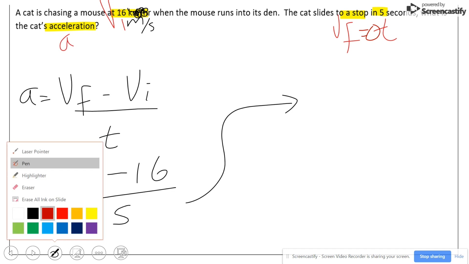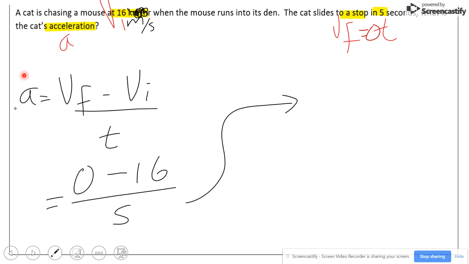So if we write out our formula, we have A equals VF minus VI all over T. So if we plug in our numbers, our final velocity now, since we're coming to a stop, is 0. So that's why that's 0. Then we have minus our initial velocity, which is 16. And then we plug in our time, which is 5. And yes, that's a 5.